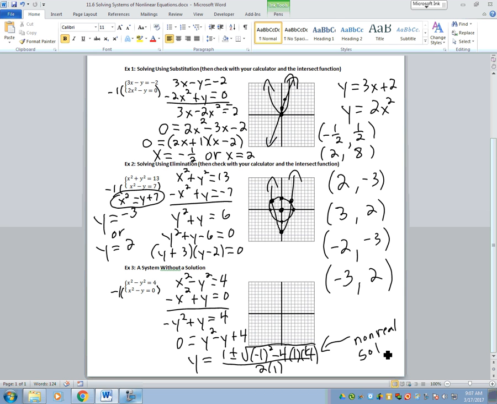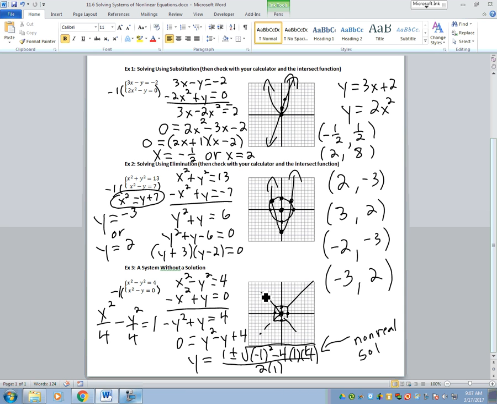x squared minus y squared equals 4 would be centered at 0. It would be x squared over 4 minus y squared over 4 equals 1. This is a hyperbola centered at 0. It has a hyperbola box that is a perfect square, going 2 in each direction. There's my hyperbola box.